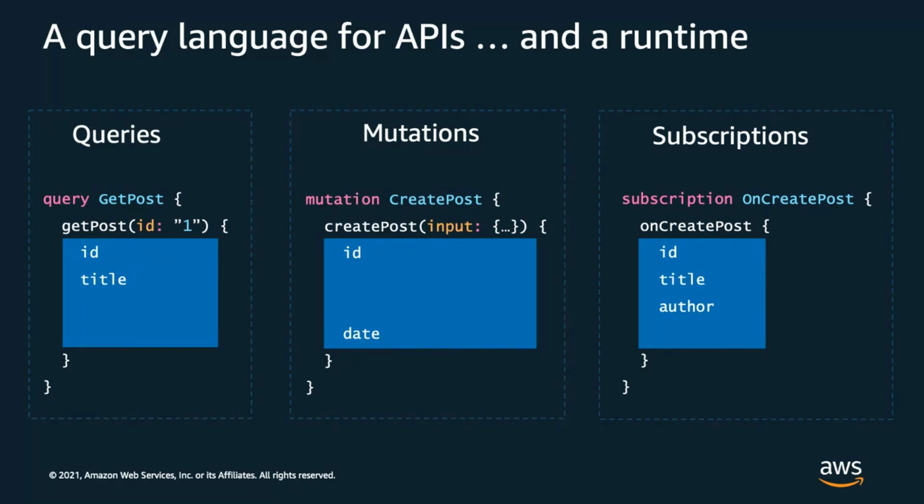And same thing for subscriptions. When the client subscribe to a real-time notification related to the onCreate post mutation, it can receive just the ID, the title, and the author. This is very important because, again, this is the way that clients can specify what is the data that they need, nothing more and nothing less. So, for example, a mobile device can specify a smaller selection set than a web browser desktop application.